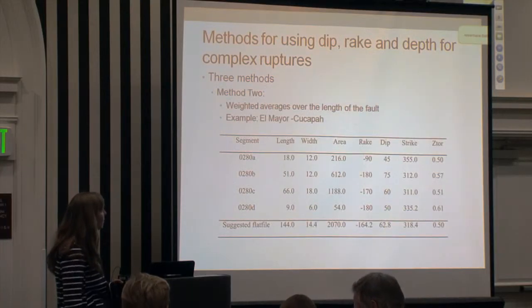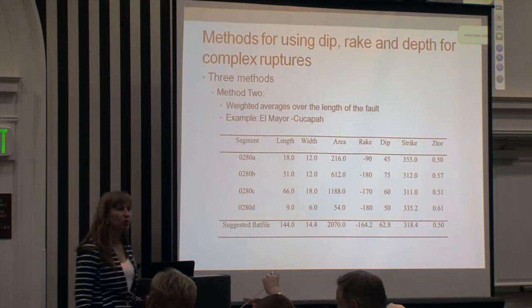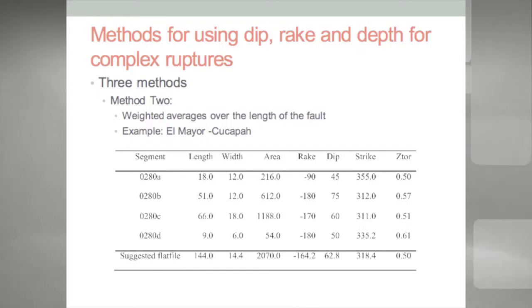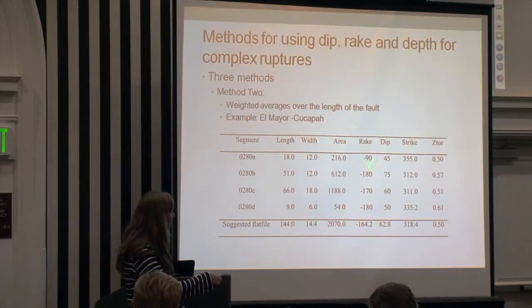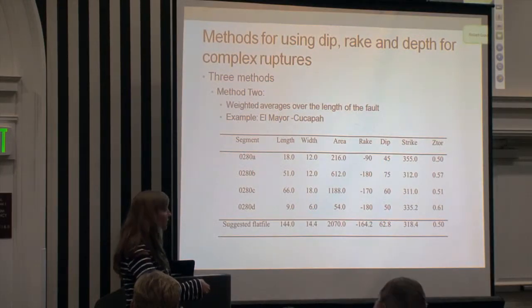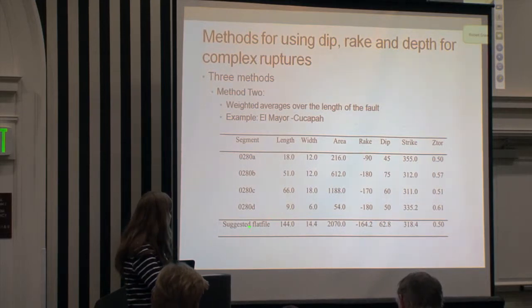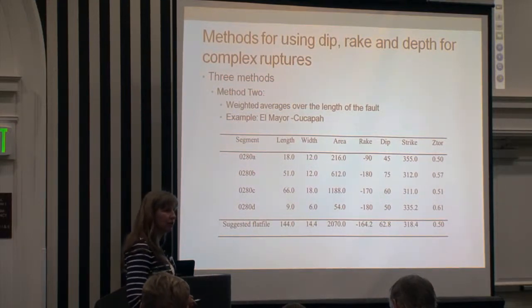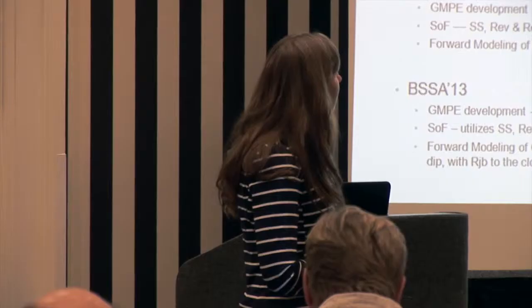The second method is to use the weighted average, and this is what most folks did, most of the developers used in the NGA West 2 development. And so, for instance, for Meyer, here's all of the different segments. Here's the lengths, the widths, the areas, the rakes, and the dips. And then they did a weighted average based on the length. This is what was suggested in the flat file, and many of the developers used the weighted average whenever they computed their GMPEs. So hopefully everybody can see this.